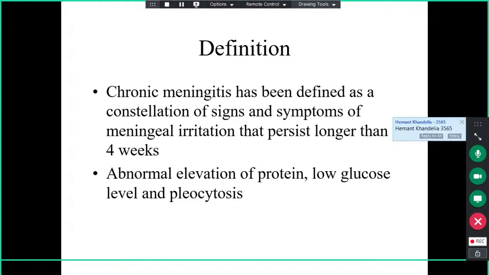So most of the time there is abnormal elevation of protein in the serum, and there is low glucose level or pleocytosis. In viral, the glucose level is many times normal. Pleocytosis, when we say bacterial infection, most of the time it is neutrophilic type. When we see parasitic, mostly it is eosinophilic. When we see fungal, it is mostly lymphocytic, and tubercular also it's lymphocytic only.